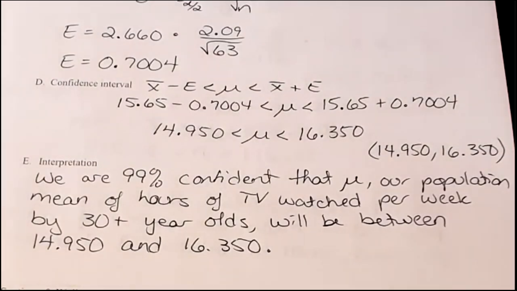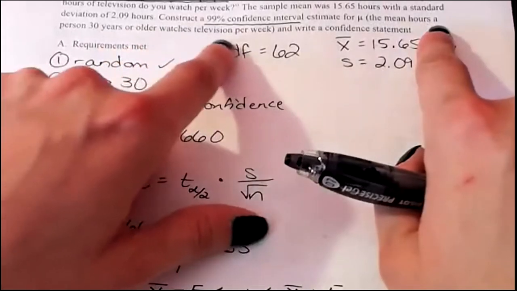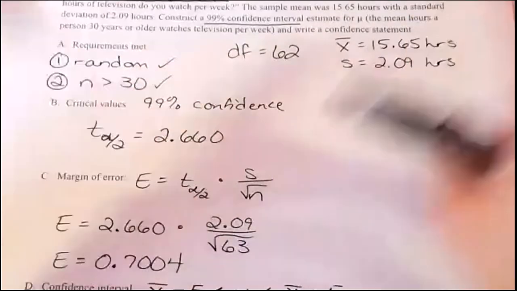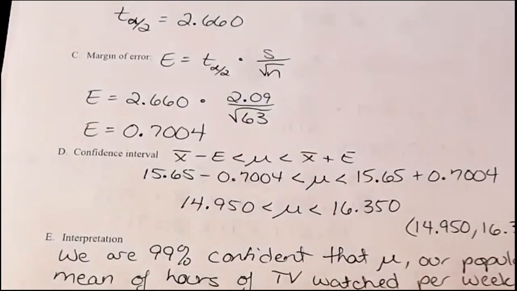No, not really. It wouldn't be a problem. I wouldn't take off points if you didn't write TV watched per week, as long as you had the units in there. But as thorough as you can be, you definitely want to be super descriptive. What I would do if I were you, I would look at this statement, the mean hours a person 30 years or older watches television per week, and I would just duplicate it. Sounds good. Yeah, I would just repeat that. Awesome. Very cool. Sorry it took me a while to understand.